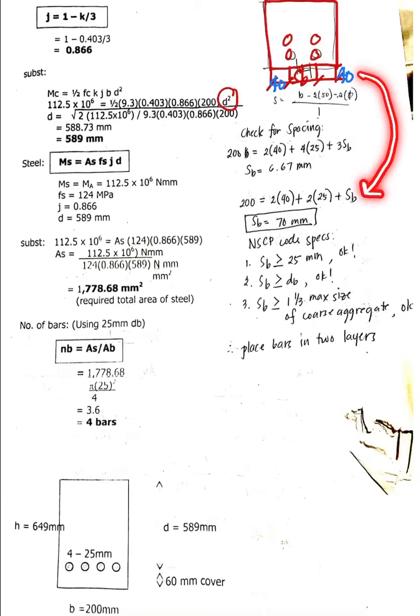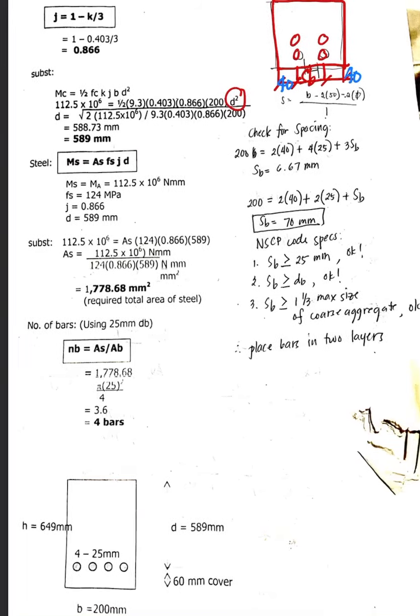So therefore, you have this formula. 200 is equal to 2 times 40, that is the side cover, plus 2 times 25 plus Sb. Now you have your Sb equal to 70. 70 is greater than 25. 70 is greater than the bar diameter, which is 25, and also greater than 1 1/3 of the maximum size of coarse aggregate. Therefore, you have to place the bars in 2 layers or in bundle. So that's the design answer.